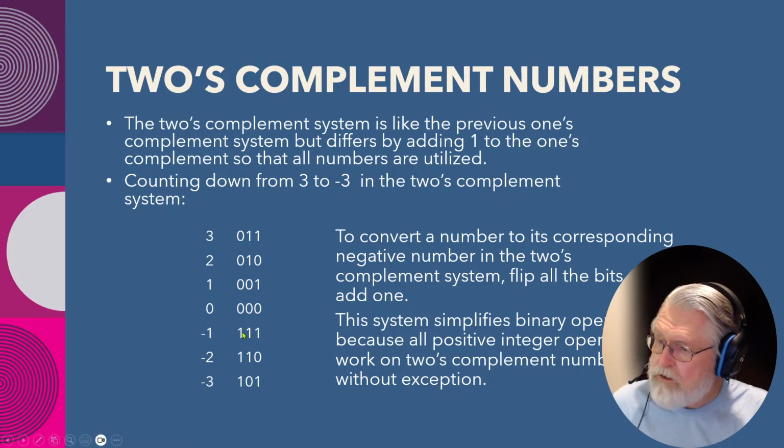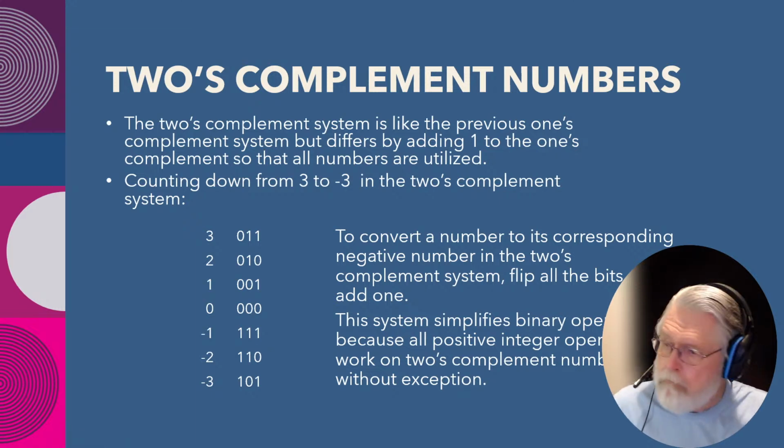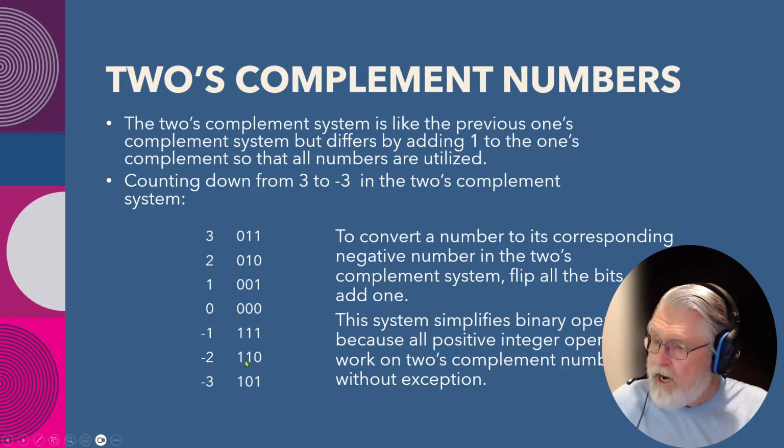And then the next number below 0, 0, 0 is 1, 1, 1. And in two's complement, that would be equal to -1. And one less than that is 1, 1, 0. And that's the -2 in binary. And 1, 0, 1 would be -3. Now, in ones complement, this is equal to 0, just like that.